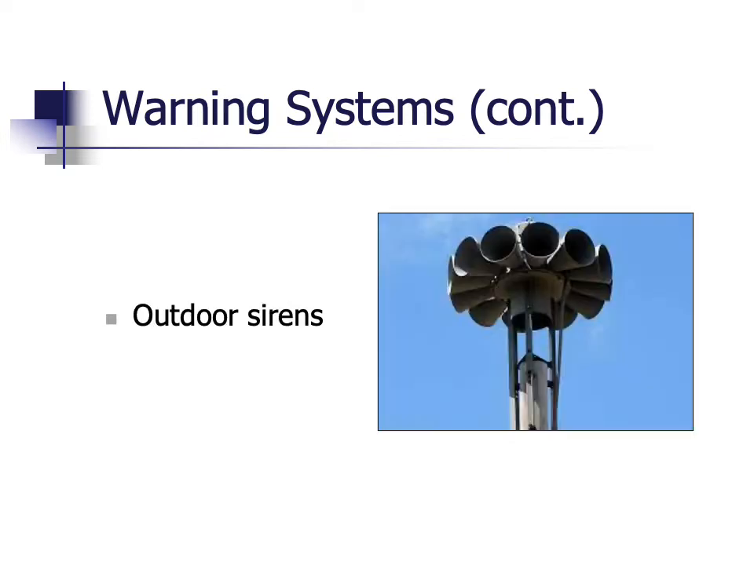A fourth type of warning system is an outdoor siren. These are basically mechanical or electromechanical loudspeakers that either provide a tone or a public announcement. This is very useful for people who are outside at a park, for example. They're expensive and they do require a lot of maintenance. And in some ways, they're becoming a little bit obsolete due to cell phones.